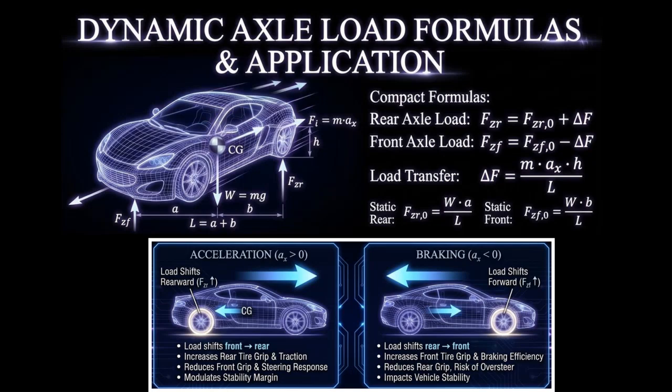Axle loads can be written in a compact and practical form. The rear axle load is FZR equals FZR0 plus delta F. The front axle load is FZF equals FZF0 minus delta F. The load transfer term is given by delta F equals M times AX times H divided by L.